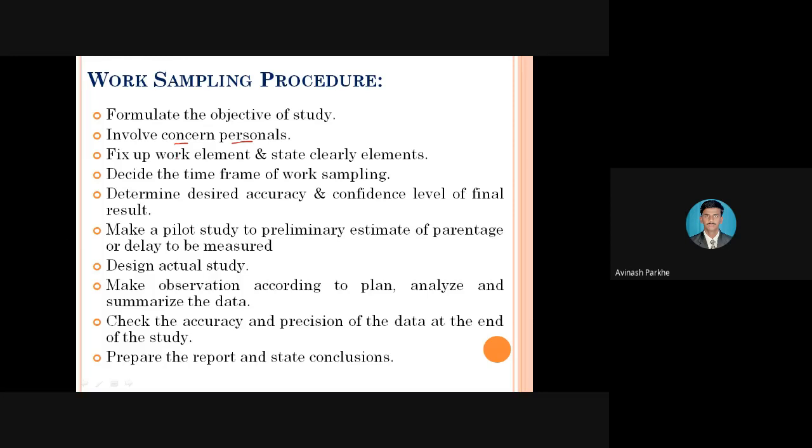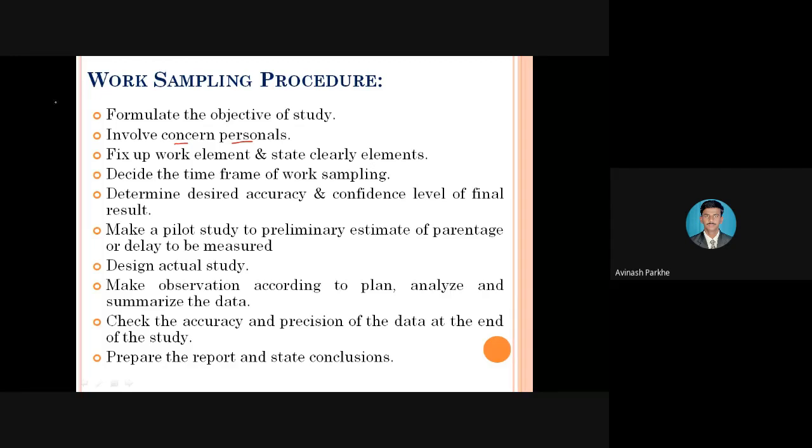Then third, fix up the work elements and state clearly the elements. So whatever the number of elements are there, that means one task we are performing. In that particular task, so many elements are there: work element number 1, element number 2, element number 3, element number 4. That means number of observations. So first task is completed, then you have to work on the second task. If the second is completed, then you have to move to the third, fourth, like that.